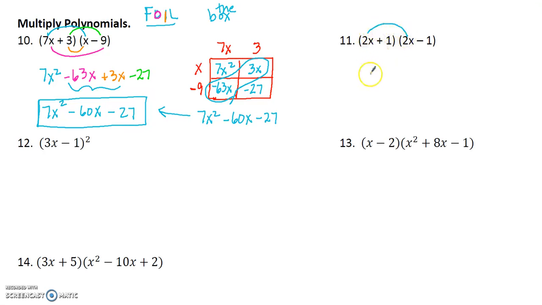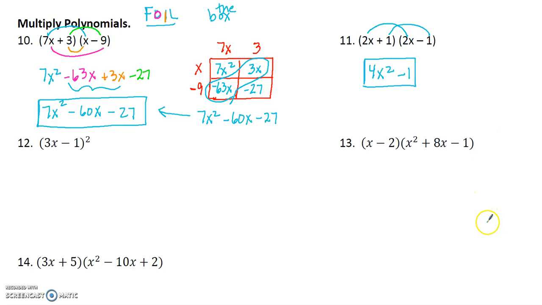So 2x times 2x will give me 4x squared. And then 1 times negative 1 will give me a negative 1. And there's my answer. Because the two middle terms, the outer and the inner, they cancel each other out. Okay, so let's look at number 12.